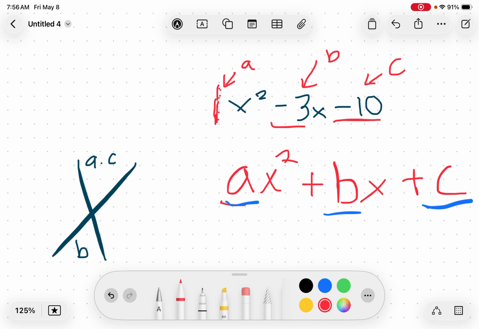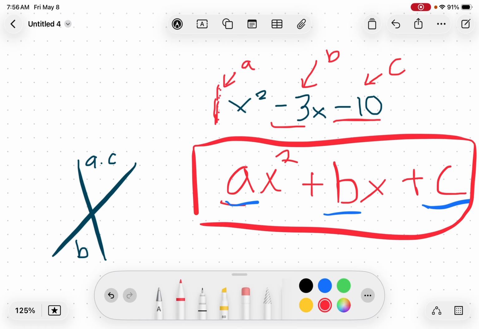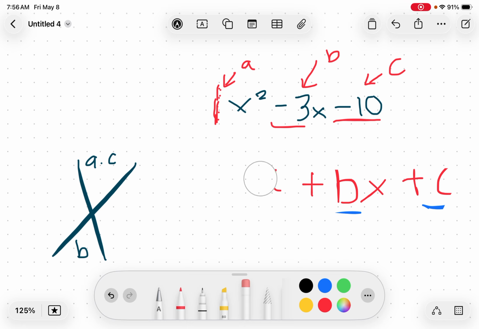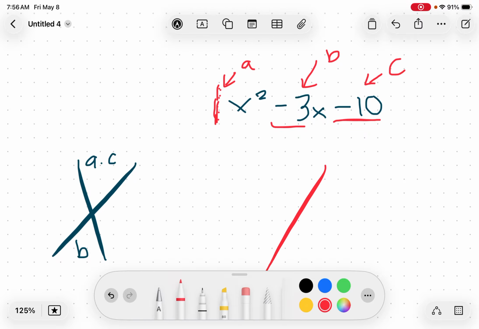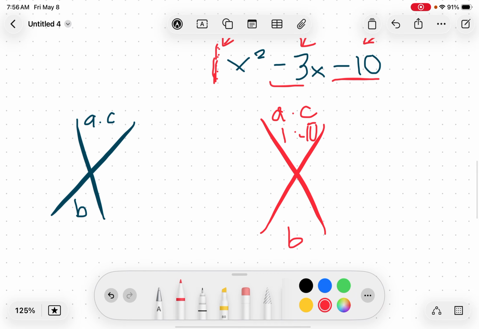Okay, I would go ahead and write this down. That way you have that. So go ahead and pause the video, make sure you have that written down. And now we're going to go ahead and talk about how to write this in the AC method. So we're going to create this X, and we're going to do A multiplied by C. In this case, A is 1 and C is -10. And we're going to multiply those. And then the bottom of this X is whatever just B is. So in this case, just B is -3.